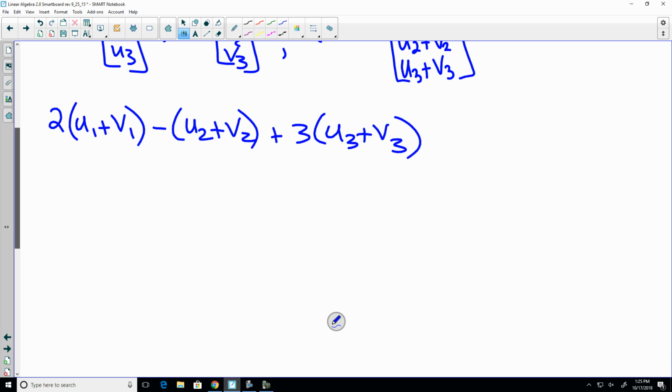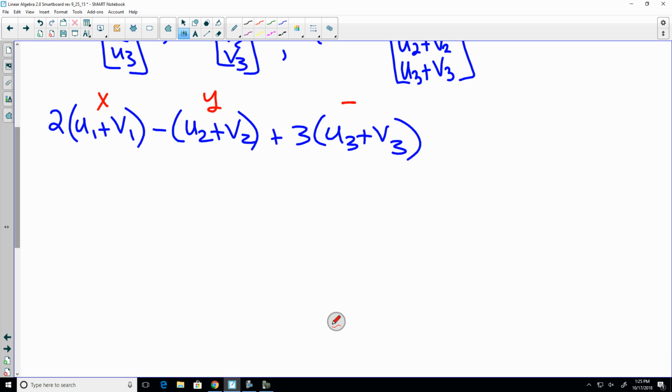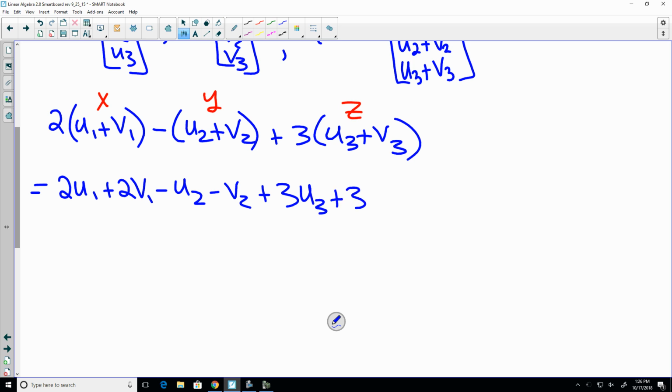So I've plugged that in. This is X, Y, and Z, okay? Well, we've got to show it equals 0. And we can. So let's get rid of the parentheses. 2U1, 2V1, minus U2 minus V2, plus 3U3 plus 3V3.